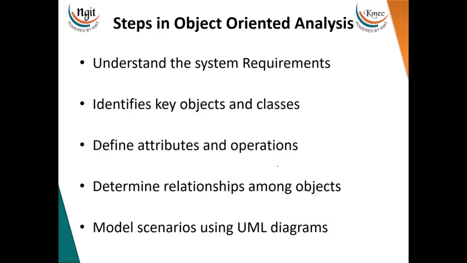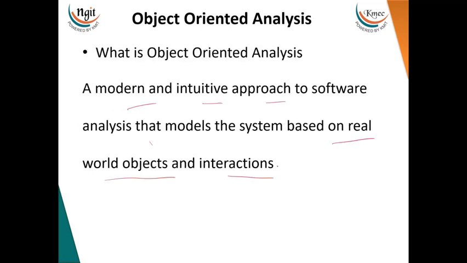Okay. So what can be the key concepts in object-oriented analysis from the above definition? They are: class, object, attribute, method.